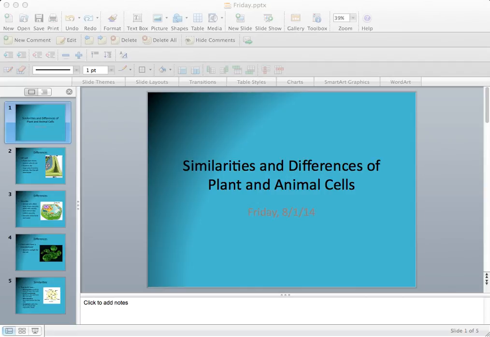And the last similarity is the cytoplasm. The cytoplasm is a jelly-like fluid that the organelles float in. Remember how our bodies are made of a ton of water? Well, plant cell organelles need something to float in too, just like animal cell organelles do. That is the cytoplasm.